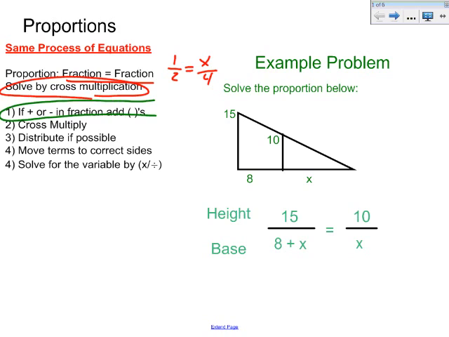Now the one thing that's kind of a new thing is this idea that if you ever have adding or subtracting in the fractions, you've got to put parentheses.